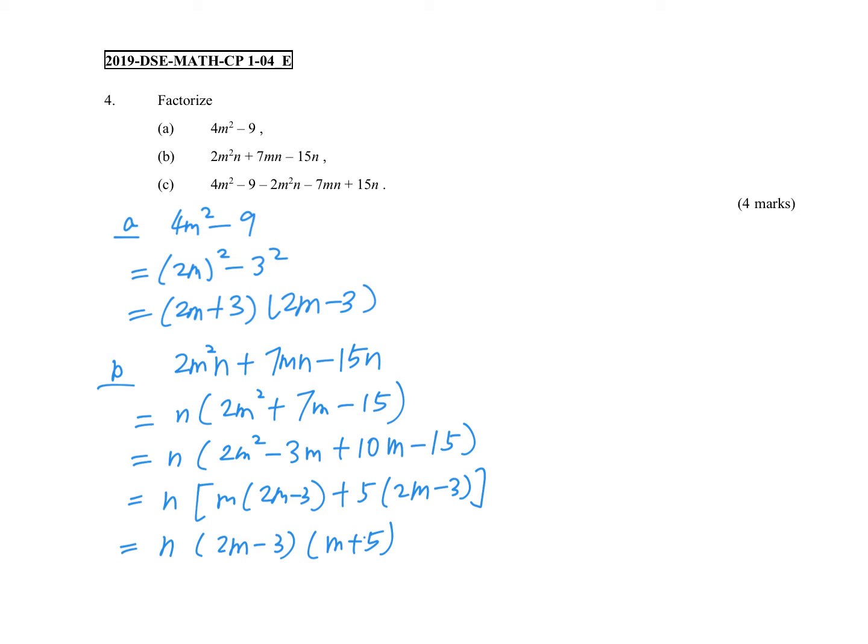Quite complicated. Part C. So 4m squared minus 9. The first two terms already are exactly the same as part A. So for the first group, of course, we try 2m plus 3, 2m minus 3.